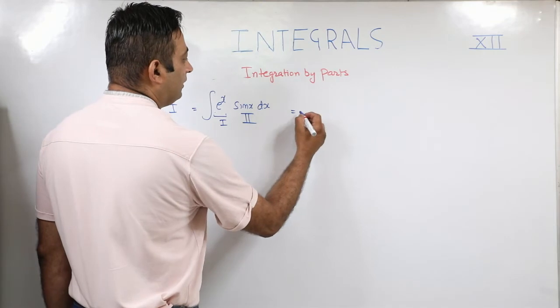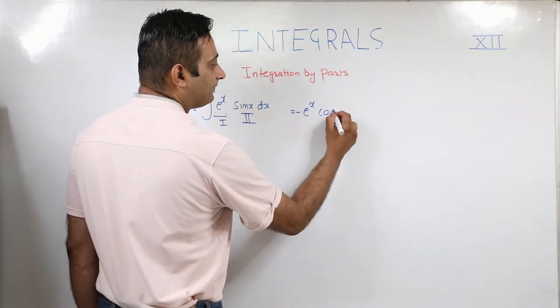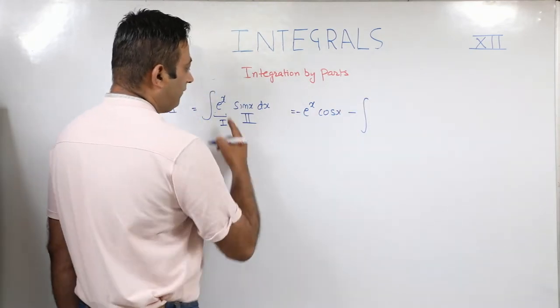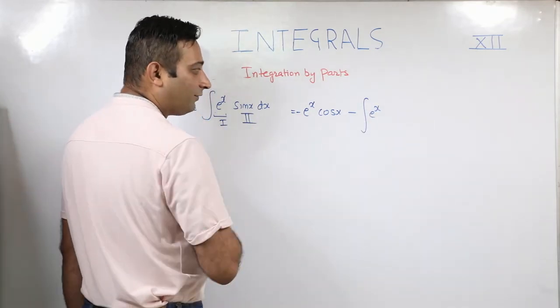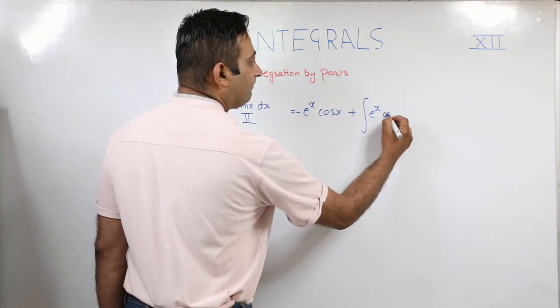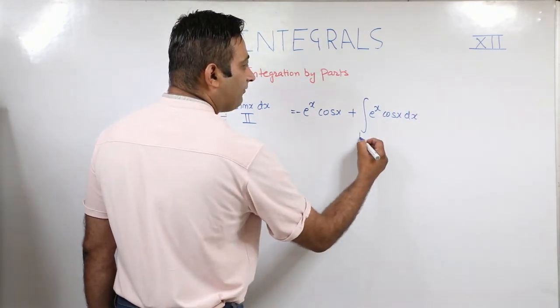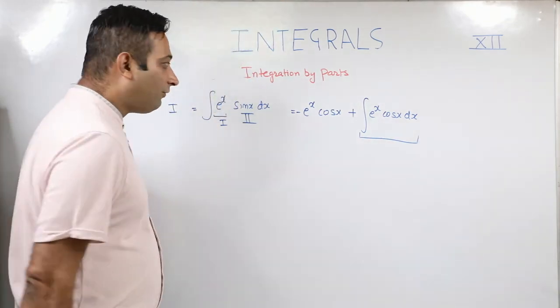So what we will do: e raised to the power x, and the integral of sin x is minus cos x. So we will directly write here minus the integral of e raised to the power x, whose derivative is e raised to the power x, and the integral of sin x is minus cos x. So it will be minus of minus, plus cos x dx. Now we are left with an integral of a similar kind of form.